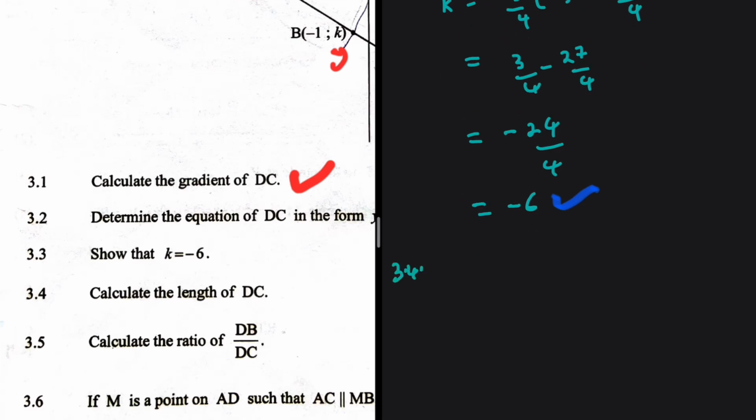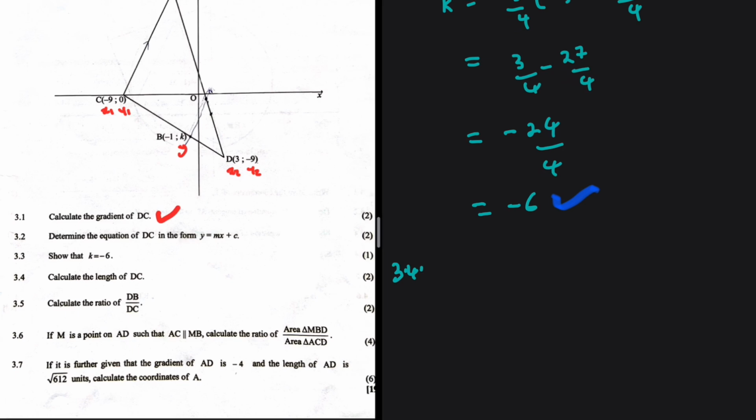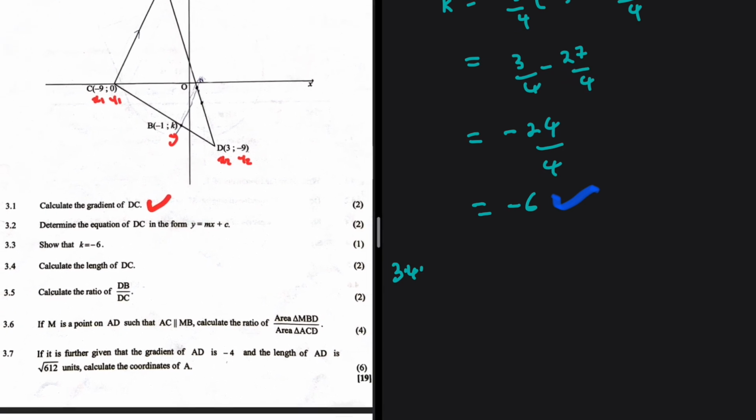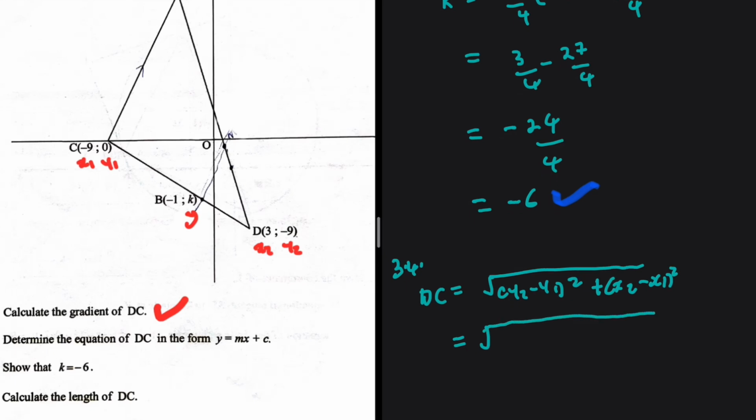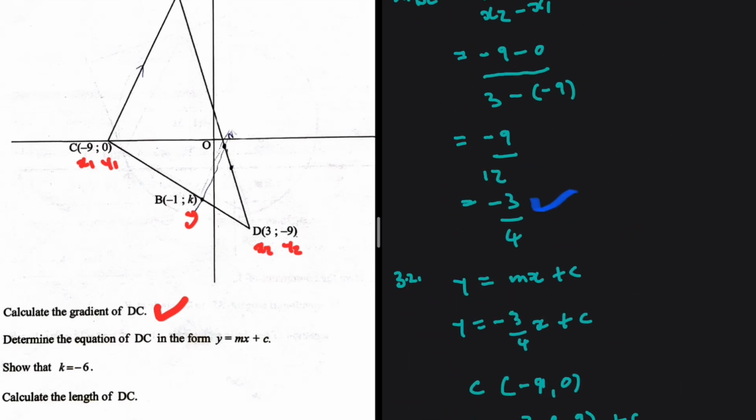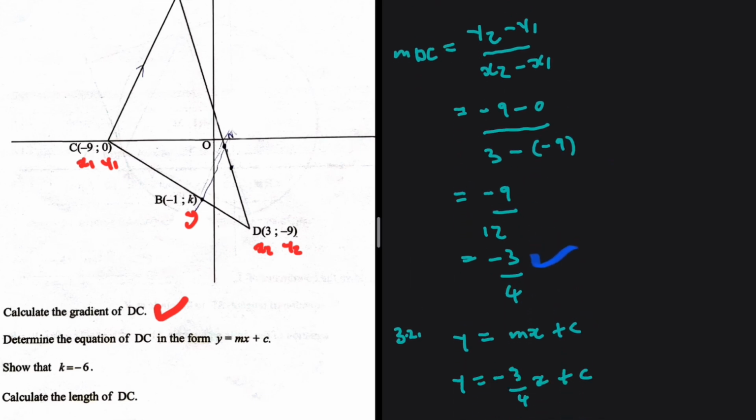What about 3.4? Calculate the length of DC. If you take a look at this question, 3.1, 3.2 up to 3.4, there's really no creativity. We are just sticking to the basics, right? So in order to find DC, well, we have the distance formula: y2 minus y1 squared plus x2 minus x1 squared. But I'm going to take a shortcut here, if you allow me to do that. So take a look at this. y2 minus y1, we already have that when we were calculating the gradient, right? y2 minus y1 is minus 9.